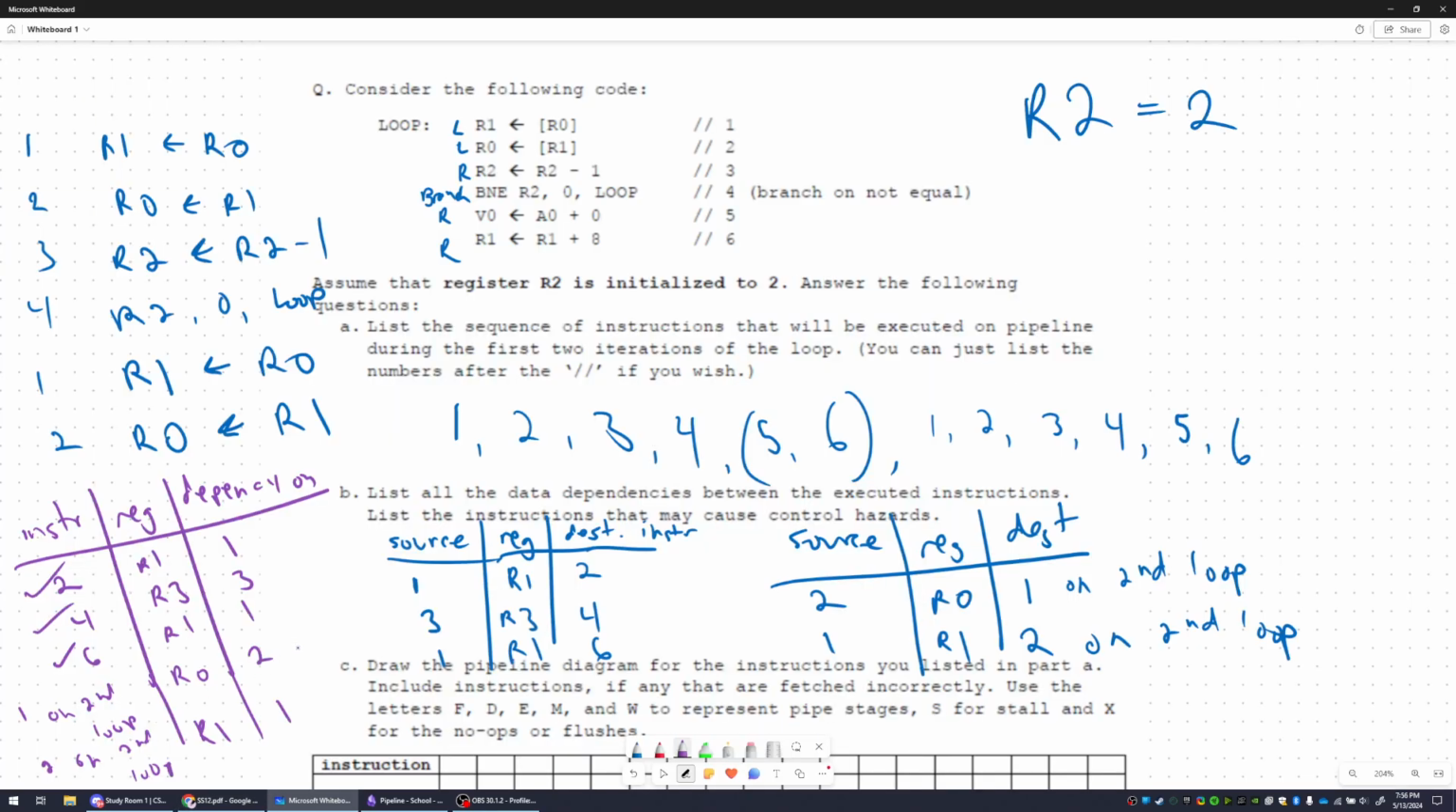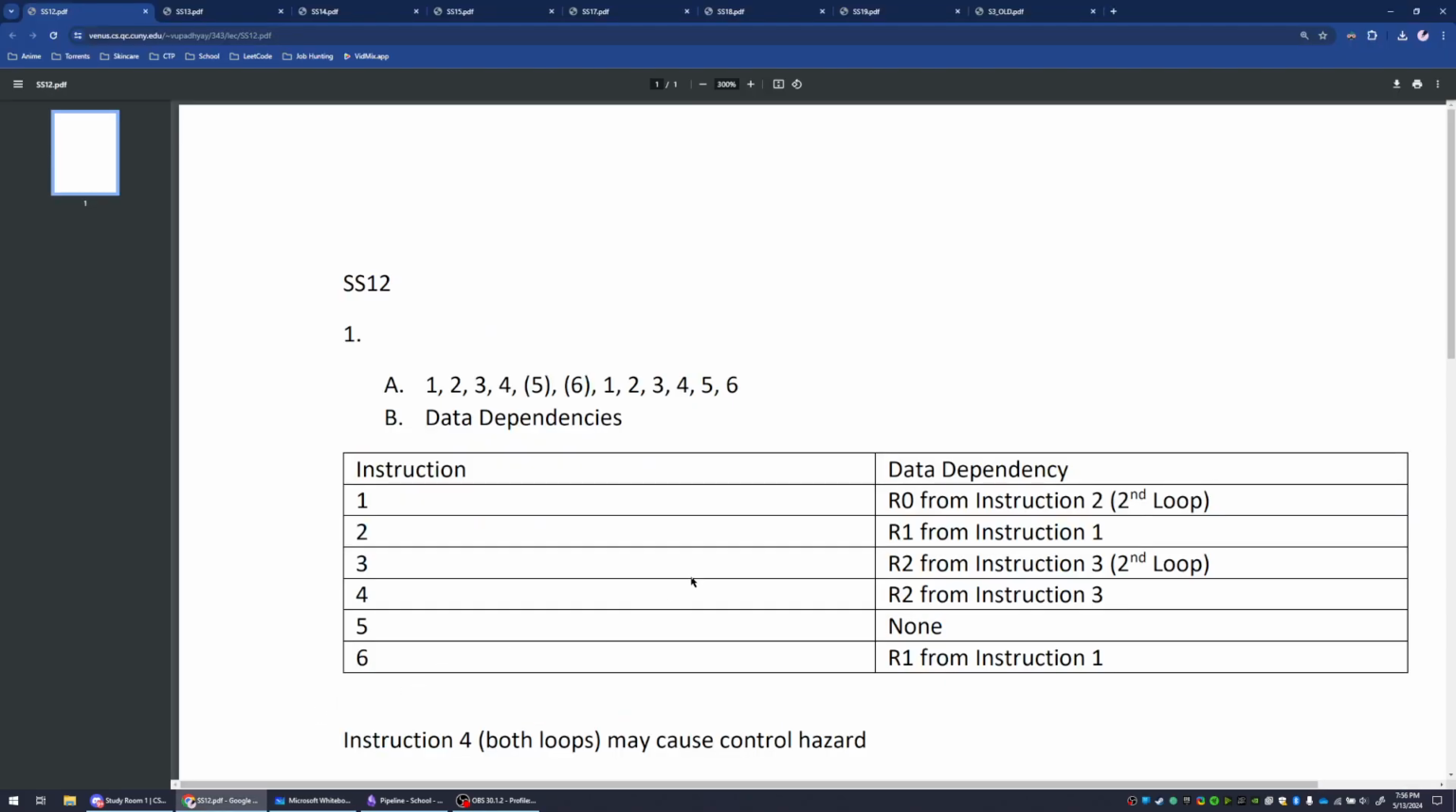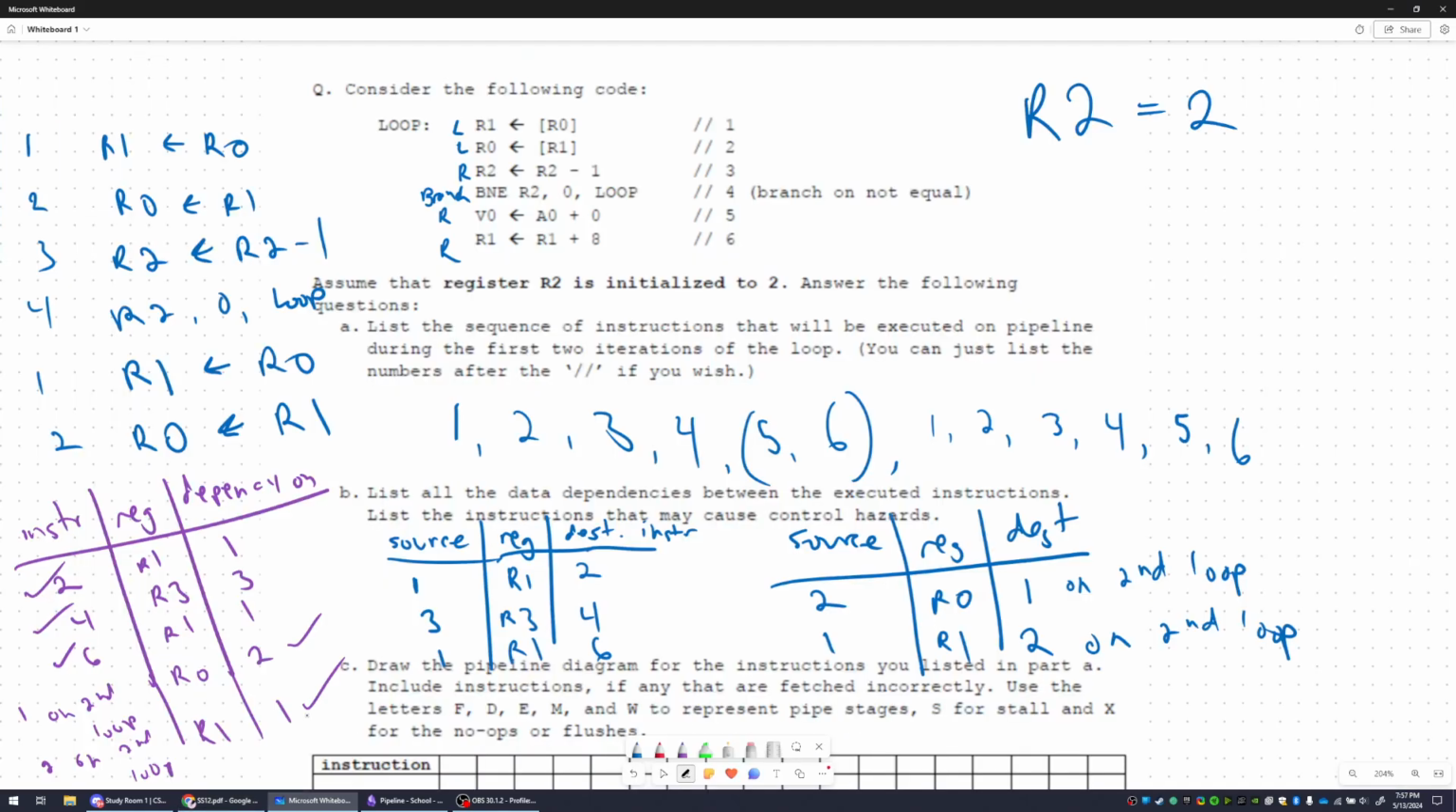Oh, there should be two from instruction 2. Maybe it should be on the second loop here, right? I'm not really sure. No, I don't think that's true actually. 2 or 1 from instruction 1. Yeah. So how many are there? 1, 2, 3, 4, 5. Yeah, sorry. That was more confusing than it needed to be.